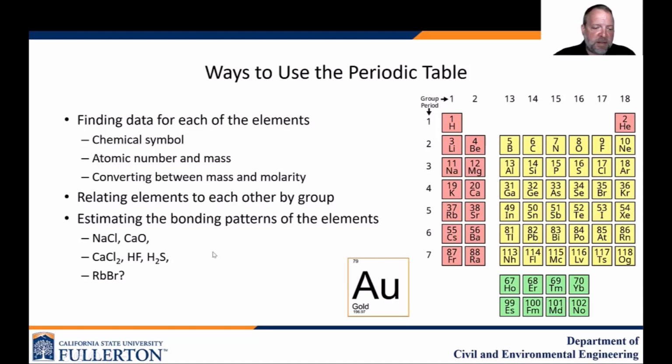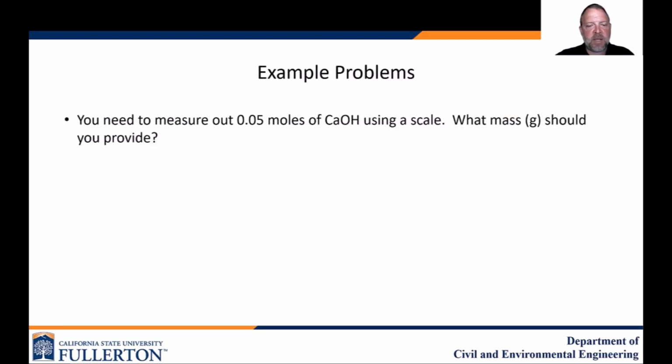I've never heard of rubidium bromide, but I can tell by looking at the table that rubidium bromide would have a 1-to-1 bond ratio because rubidium is in group 1 and bromide is in the halogen group. Okay, so we have 2 example problems we're going to work.